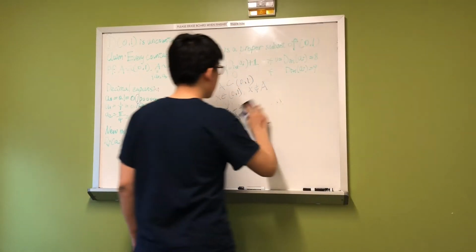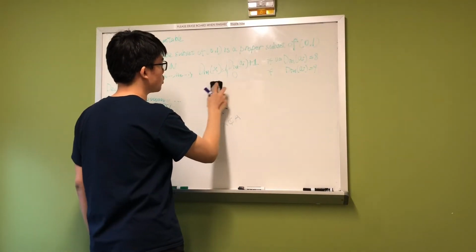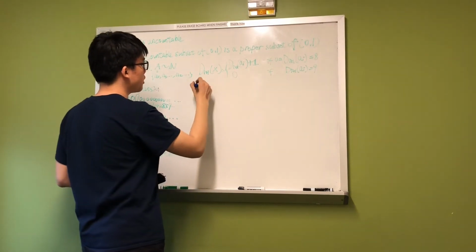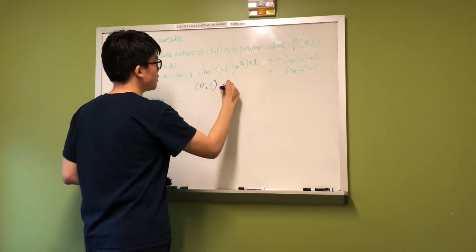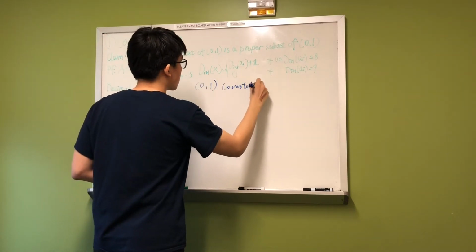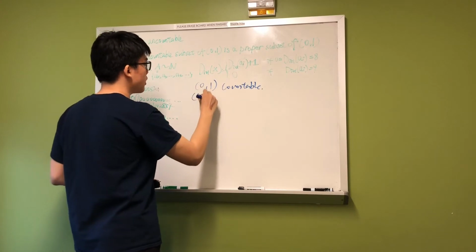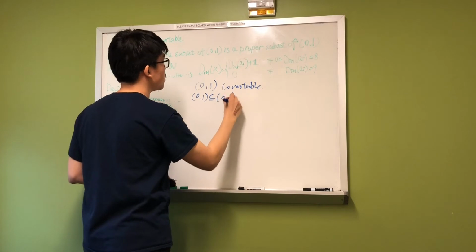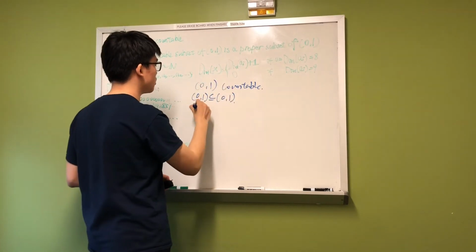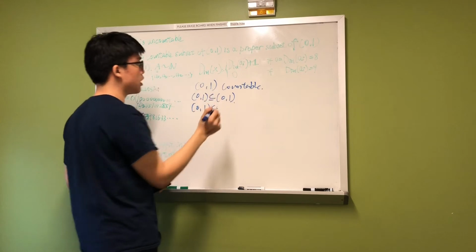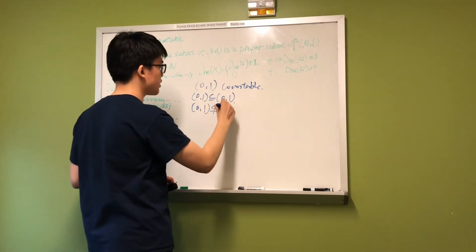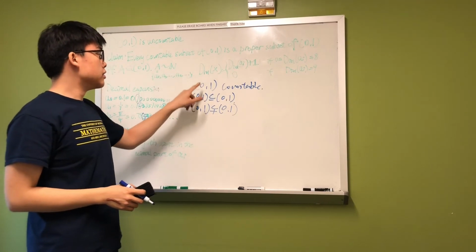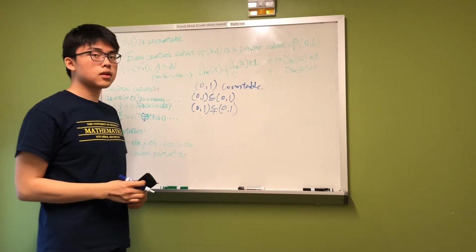Once we get this claim, it's pretty easy to prove that (0, 1) is not countable. Suppose for a contradiction that (0, 1) is countable, and we know that (0, 1) is a countable subset of (0, 1). So by our claim, we know that (0, 1) is a proper subset of itself. But that is a contradiction, so we prove that (0, 1) is uncountable.